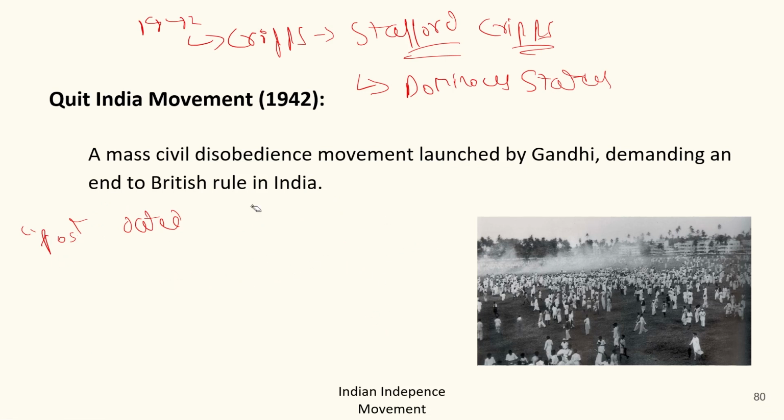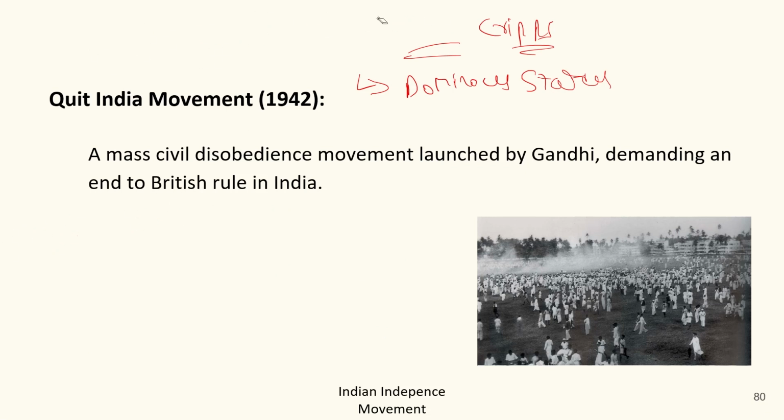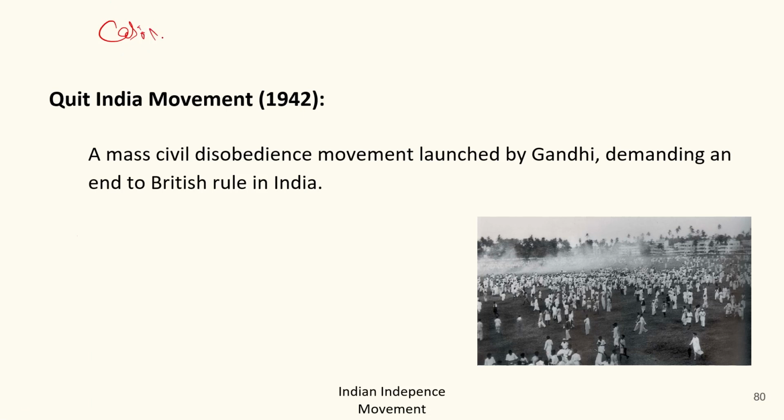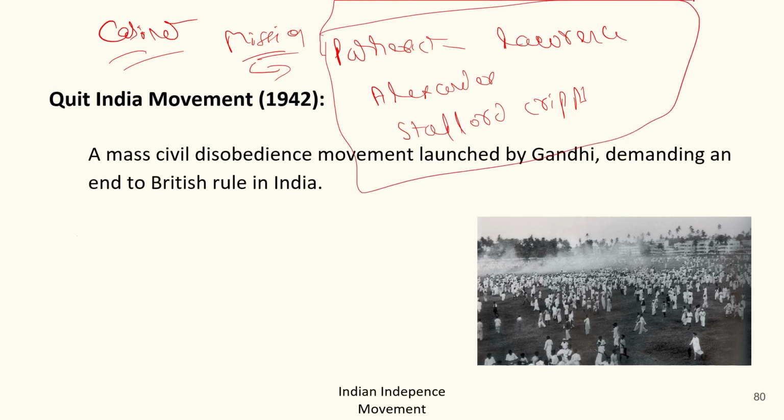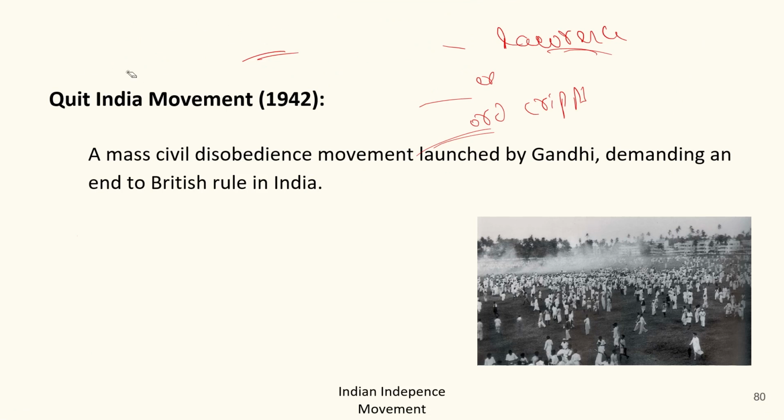Okay, thereafter, another mission was sent by the British government, named the Cabinet Mission, which was under Patrick Lawrence, Alexander, and Stafford Cripps. These three were the British cabinet members. Patrick Lawrence was the chairperson, then Alexander, and Stafford Cripps. This mission stated that India would have a complete government, self-government basically.